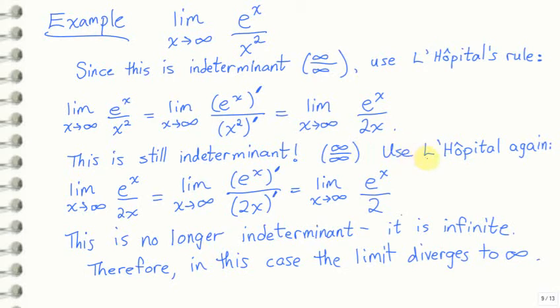So we'll take the derivative of the top, the derivative of the bottom. You get e to the x over 2. And now when you plug in infinity, it's no longer indeterminate. You get an infinite number divided by 2. In this case, it's actually not indeterminate. This is truly an infinite number. So in this case, you say the limit diverges to infinity. This number just keeps getting larger and larger as x goes to infinity.